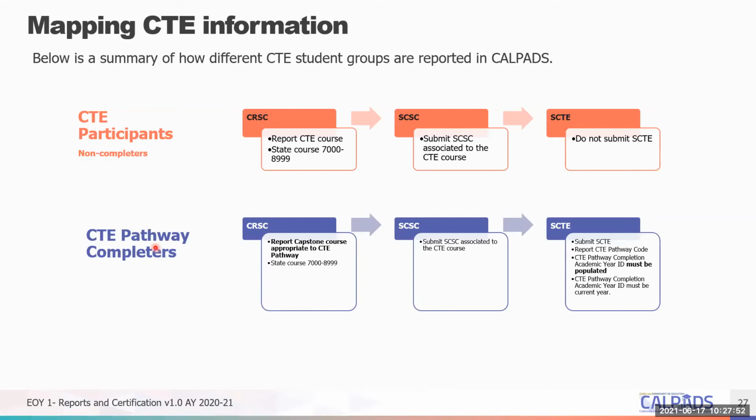Now, if the student is a CTE pathway completer, then the state course code should be an appropriate capstone course. The SCSC should be reported with a C minus or better, and then the SCTE should have an academic year equal to this year.